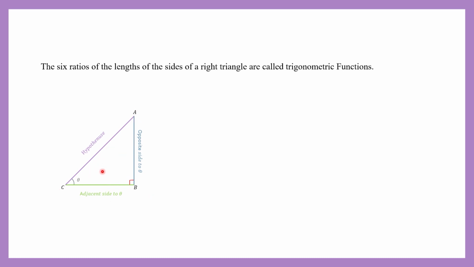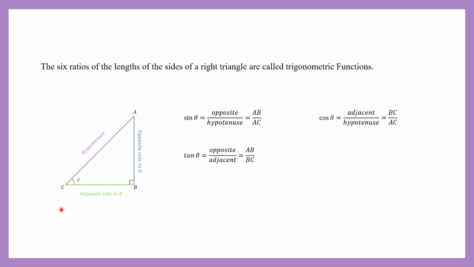The trigonometric ratios of angle theta are defined as sine of theta equals opposite side divided by hypotenuse, which in this right triangle is AB divided by AC. Cosine of theta equals adjacent side divided by hypotenuse. Adjacent side of theta is BC and hypotenuse is AC. Tangent of theta equals opposite side divided by adjacent, which is equal to AB by BC.